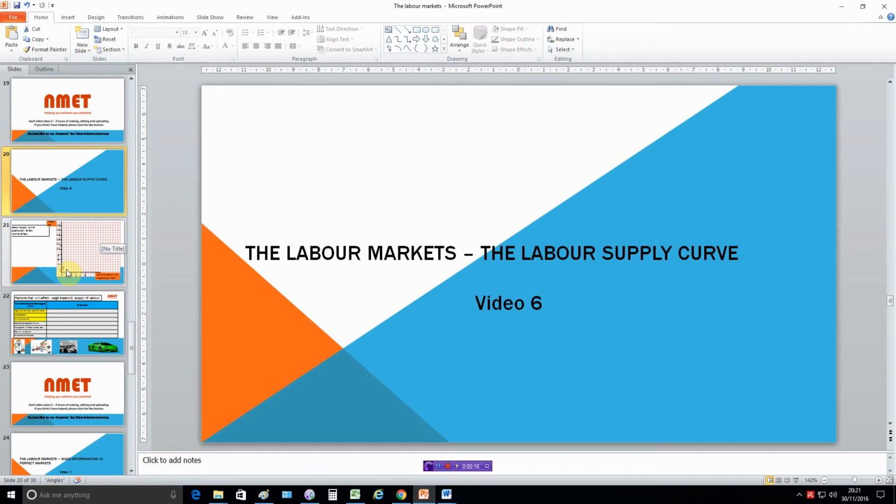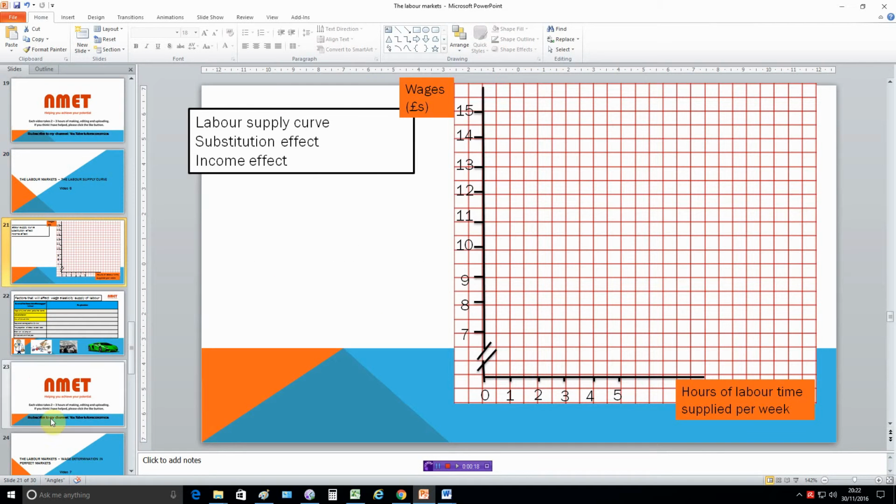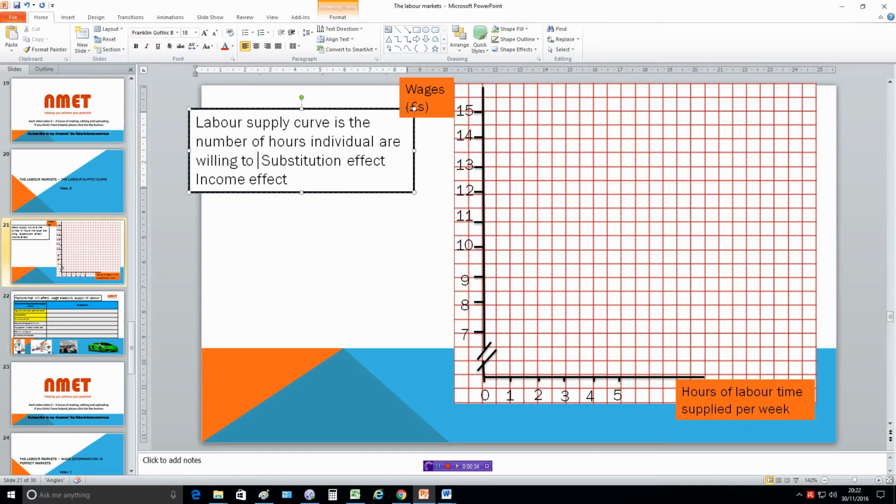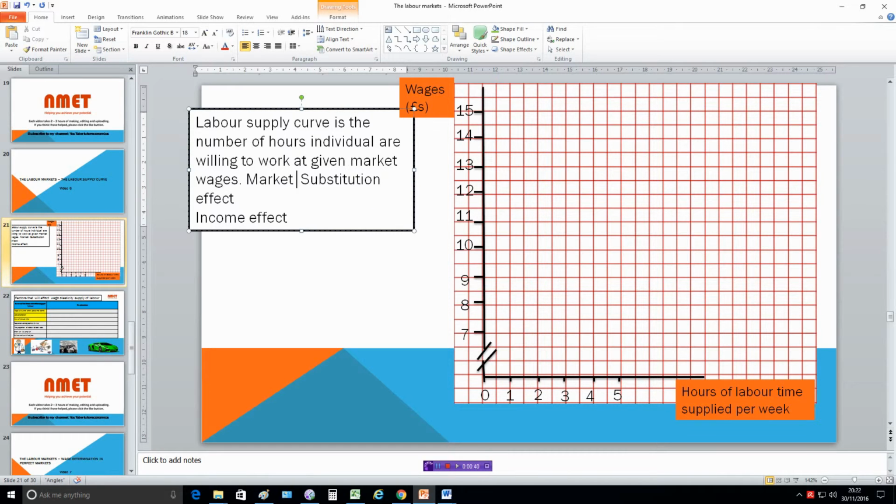In this video, we will learn about the labor supply curve. So what is it? The labor supply curve is the number of hours individuals are willing to work at given market wages. The market supply curve, so this would be the individual labor supply curve.